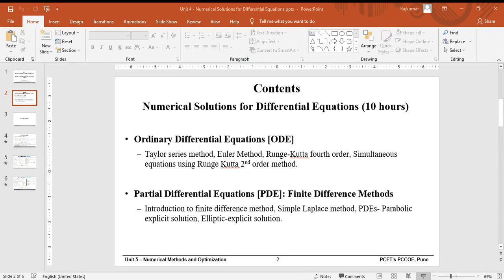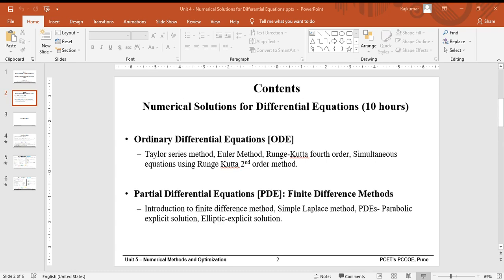Yesterday we completed unit number 5, and today we will start unit number 4, numerical solution of differential equations. And regarding your next exam, as I told you already, unit number 3 and 5 will be there. Now, these are the contents, numerical solutions for differential equations, and we need a total of 10 hours to complete this chapter.